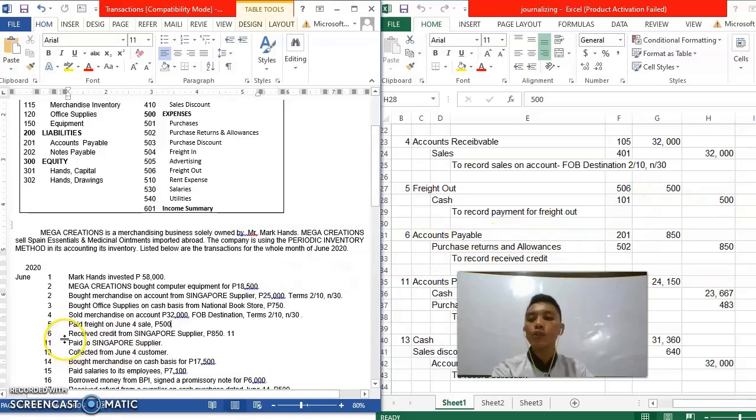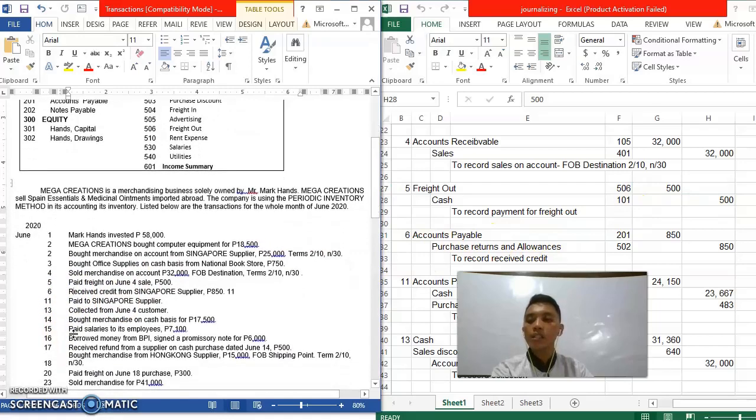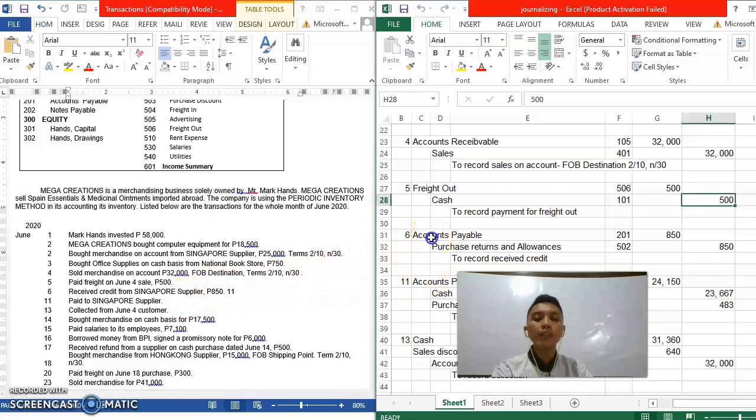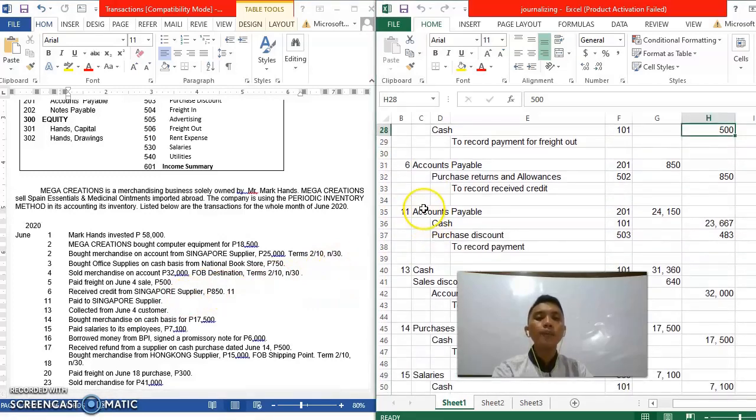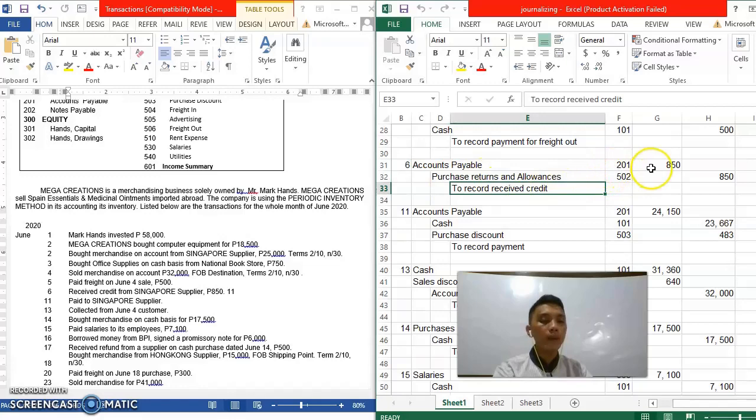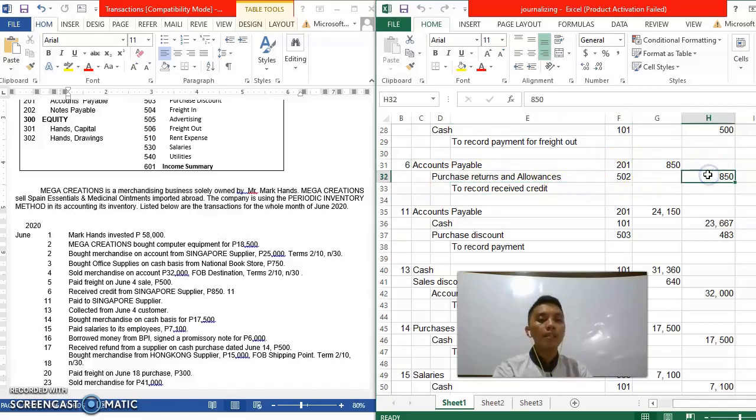Next, for the June 6 transaction, we have received credit from Singapore supplier worth 850 pesos. Then we have to record our debit entry, which is accounts payable, and our credit entry has to be purchase returns and allowances. The record is received credit, with an amount of 850 pesos for debit and credit.